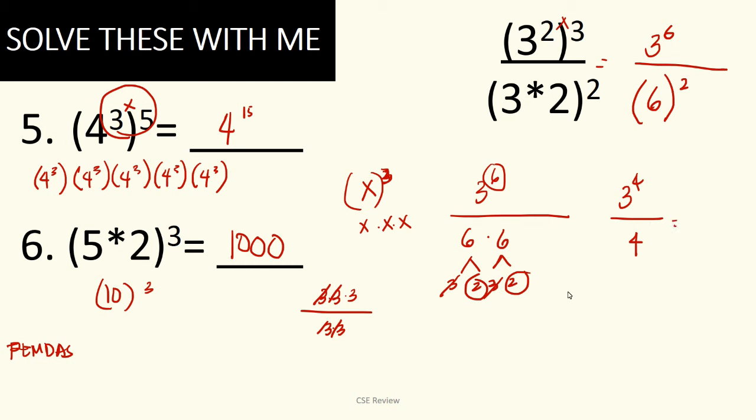So 3 times 3 is 9, times 3 is 27, 27 times 3 is 81, over 4. Mas madali na i-manage kesa dun sa 3 times 3 times 3 times 3 times 3 times 3. So at least nakakabawas tayo ng ilang seconds when we're solving. Okay?